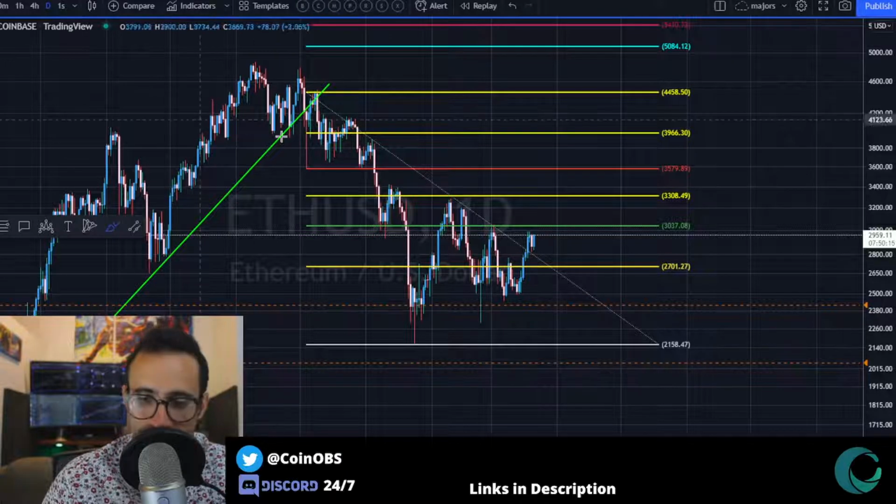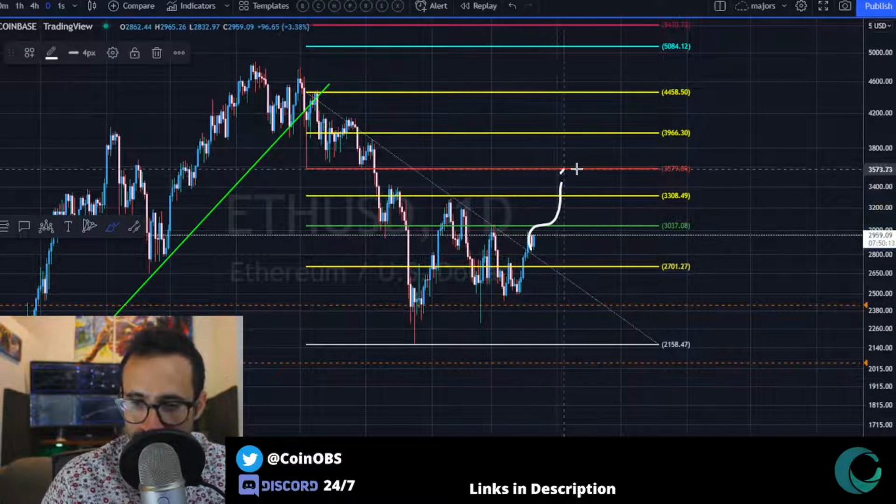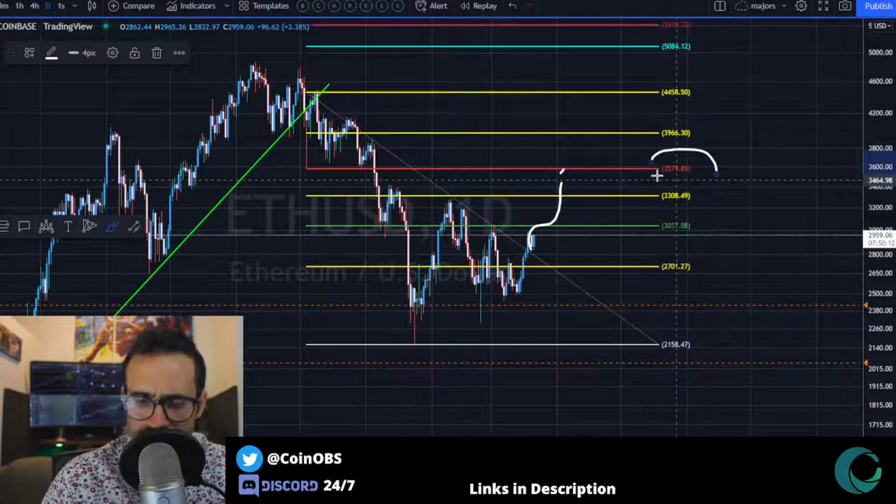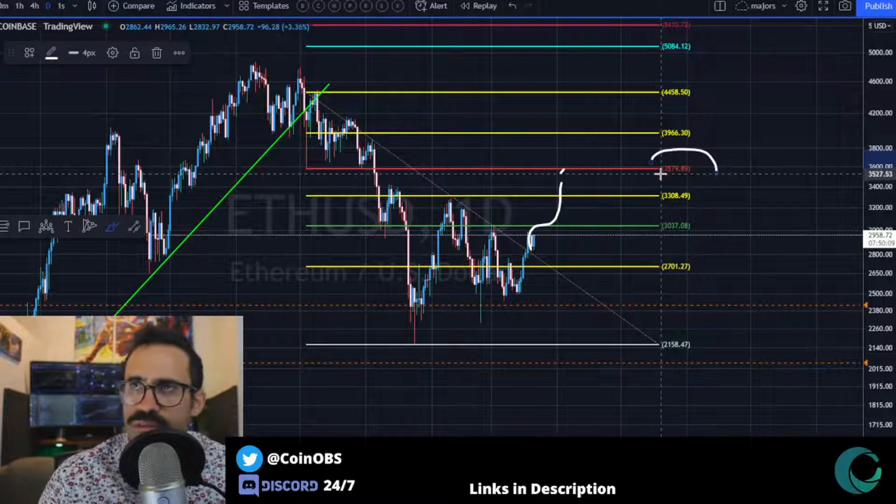And if we see this happen out of crypto, then what's going to happen with stocks? They're not going to keep going down, right? If risk is on, risk is on.